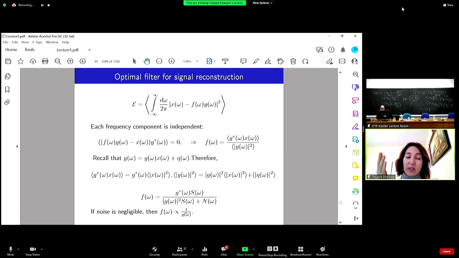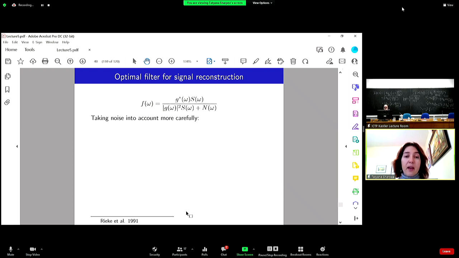So if a signal X has a gain G, in order to reconstruct it, we just divide it by G of omega. So the optimal filter is to invert the filtering that was applied. And then, taking into account noise, we get that this is the optimal filter for signal reconstruction.